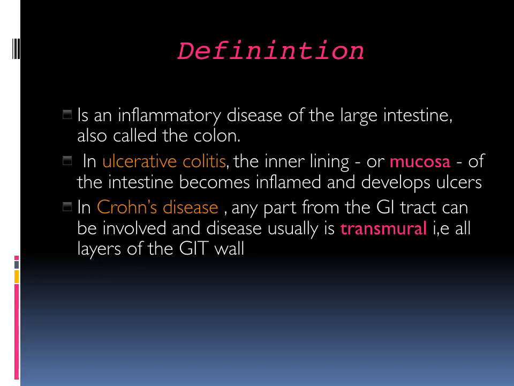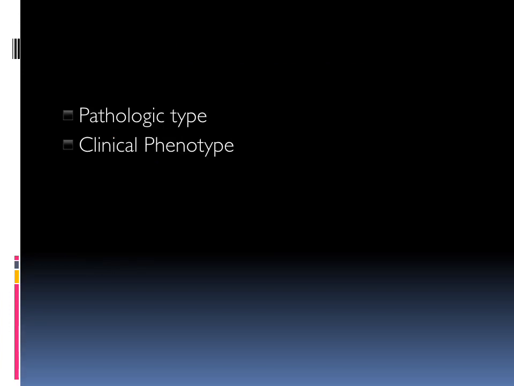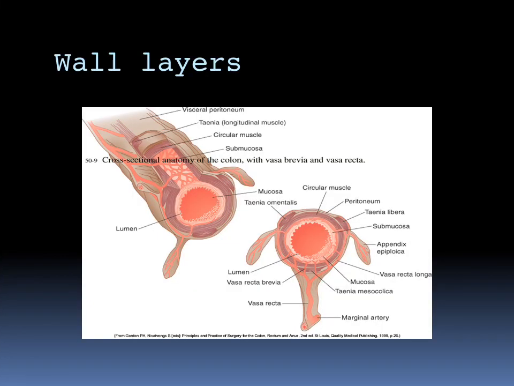Inflammatory bowel disease, from the definition, is a chronic inflammatory condition that affects the large intestine, what we call the colon, and in that we call it ulcerative colitis. And there is another part of the spectrum of the disease, what we call Crohn's disease, where it involves any part of the GI tract. We have to differentiate between the two illnesses because there are several pathologic types and clinical phenotypes of the disease. Let's start with the basics.